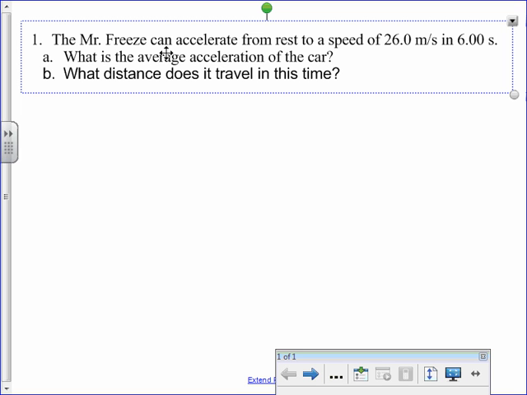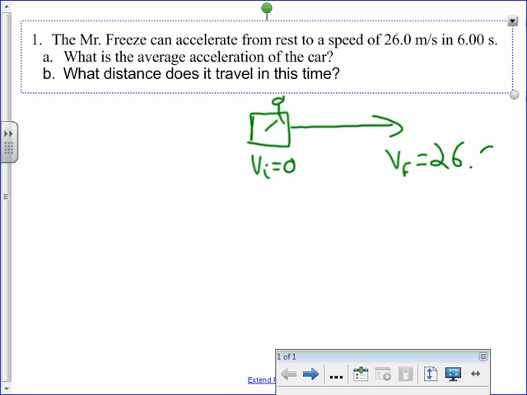And so our situation is we've got Mr. Freeze right there, and it's going really, really fast to the right. We know that its initial velocity is going to be equal to 0, and we know that its final velocity, all the way over here, is going to be equal to 26.0 meters per second. Our change in time is going to be 6.00 seconds.